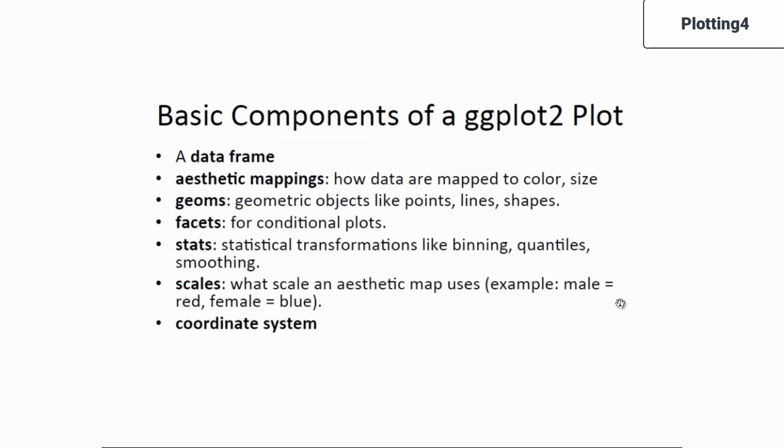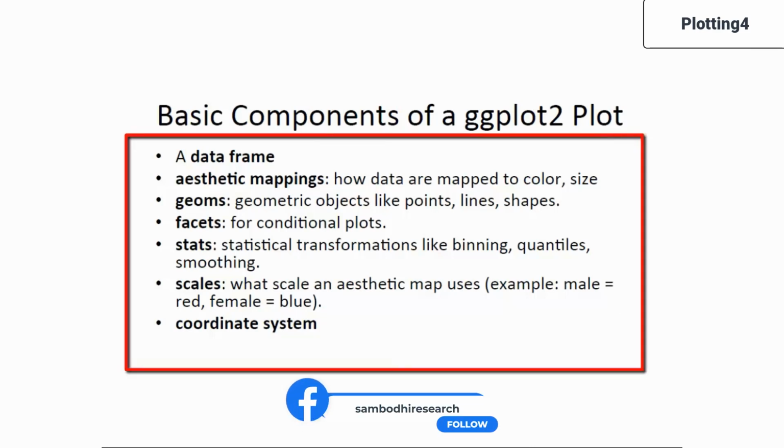Moving on, what are the basic components of a ggplot2 plot? So you need to have a data frame. A data frame is nothing but table data extracted into it. And aesthetic mappings on the look and feel, how data are mapped to color, size, length, everything. So geoms are geometric objects, which are points, lines, shapes, etc.